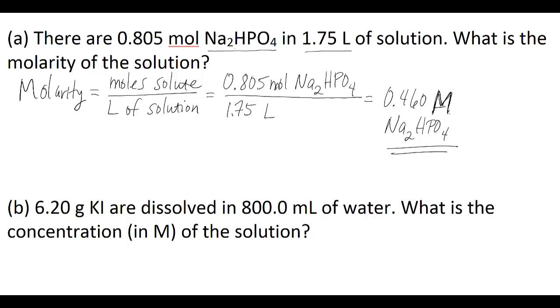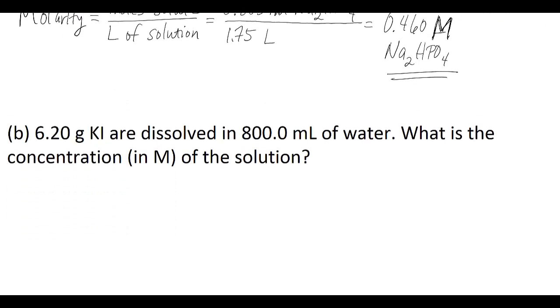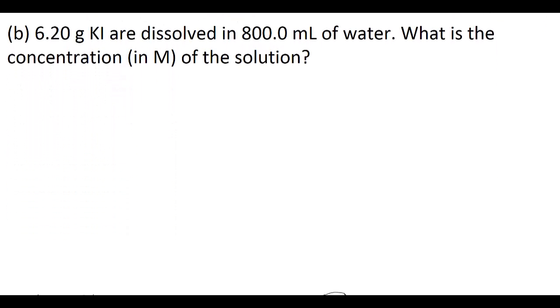Okay, so part B says 6.20 grams of potassium iodide are dissolved in 800 milliliters of water. What is the concentration in molarity of the solution? So in this case, you're given the solute in a mass instead of moles. So you have to take one additional step here, and that step is to calculate moles from grams.